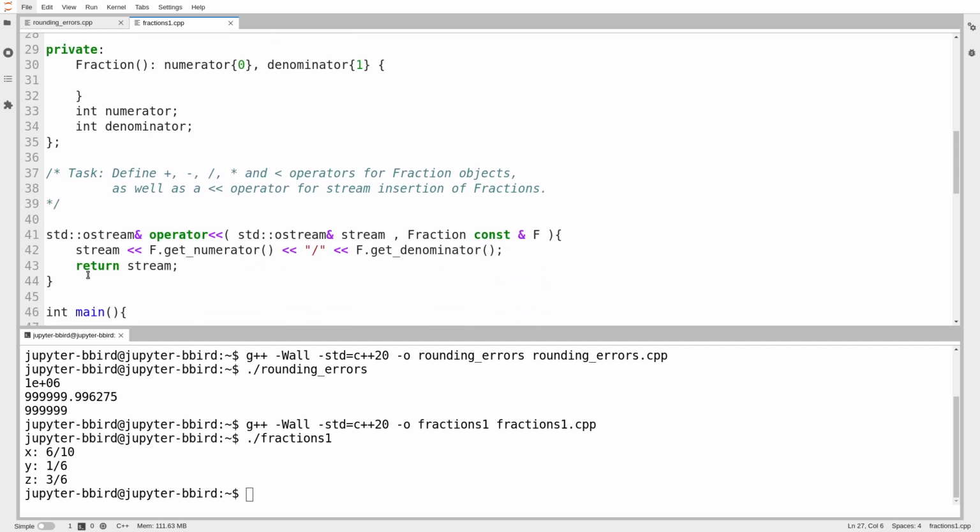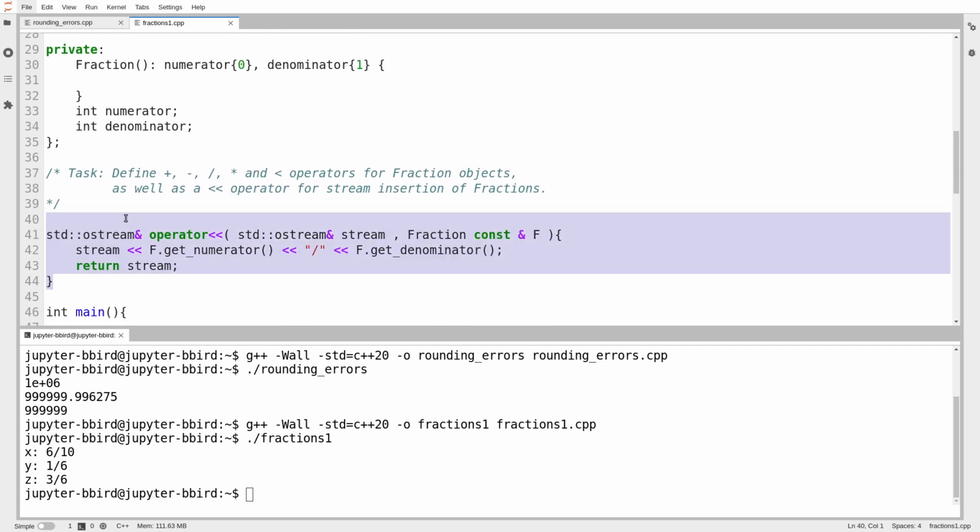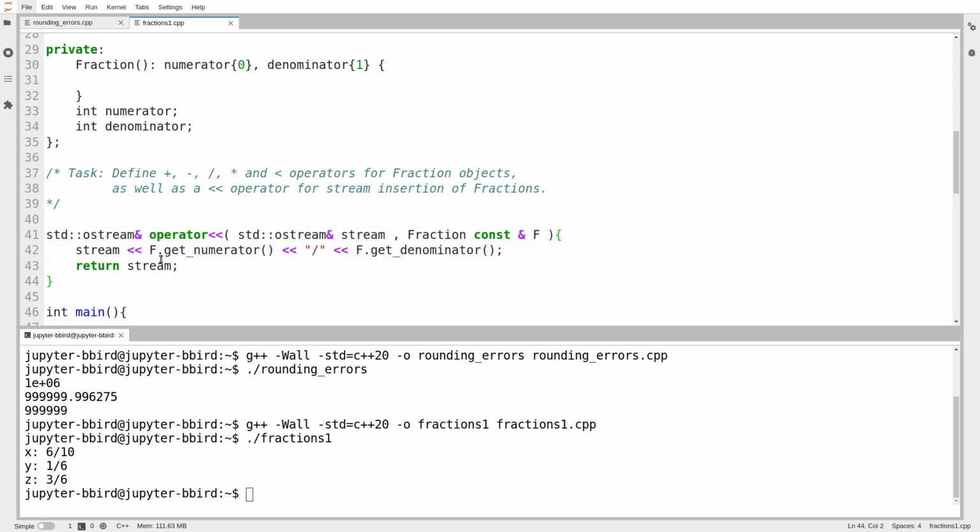Now, down here, I've got a print operator. I thought about writing that in front of you, but I've realized we've seen that in other videos. Let's just not spend time on that. So here I have an operator that prints out a fraction.